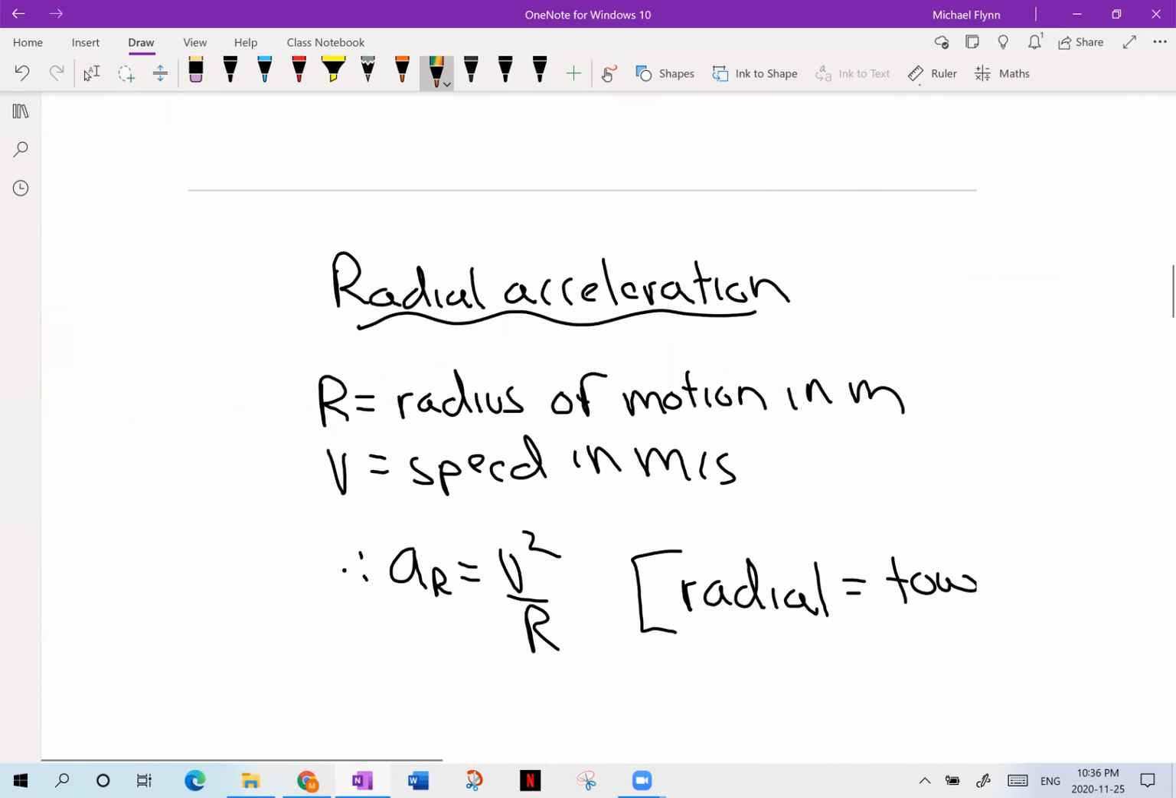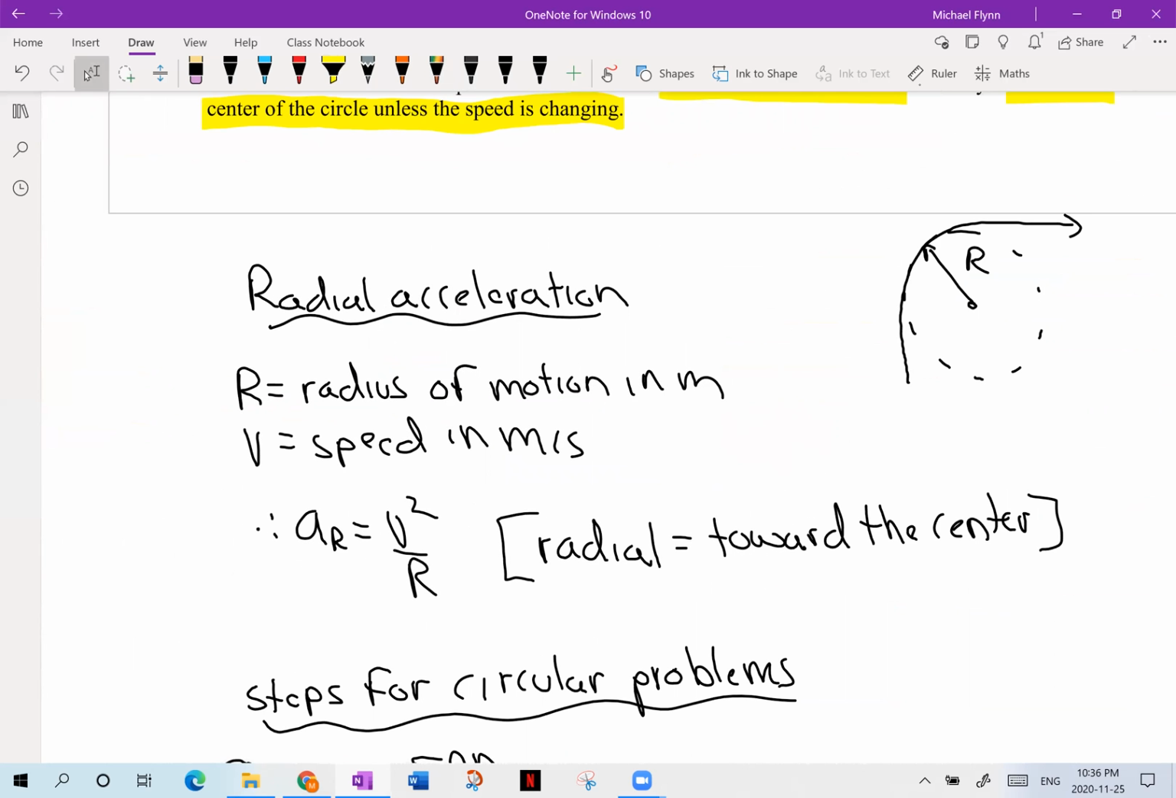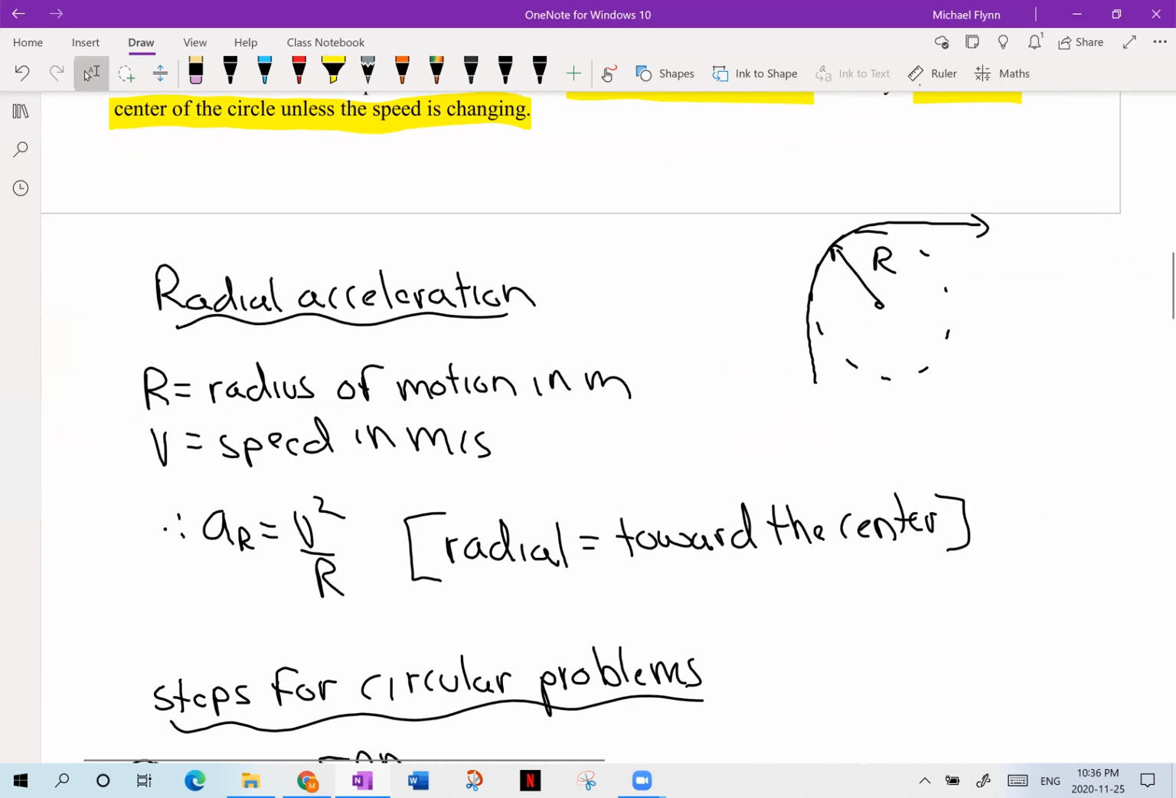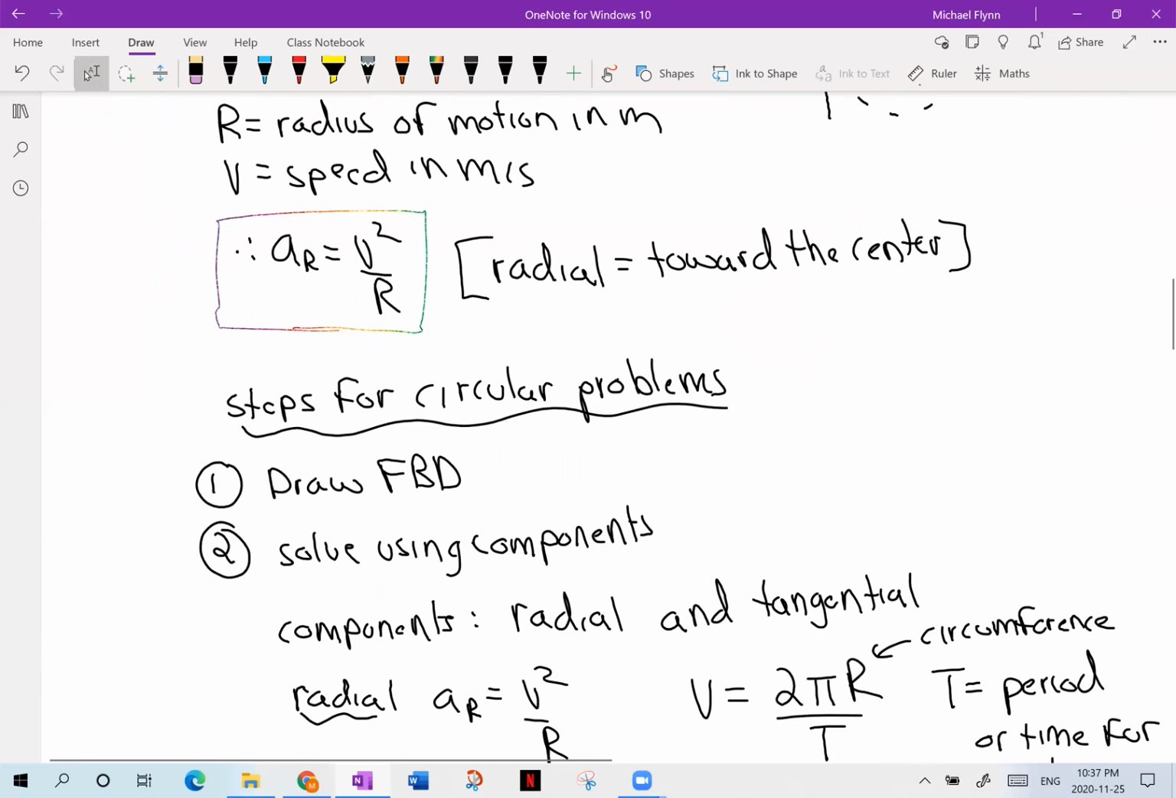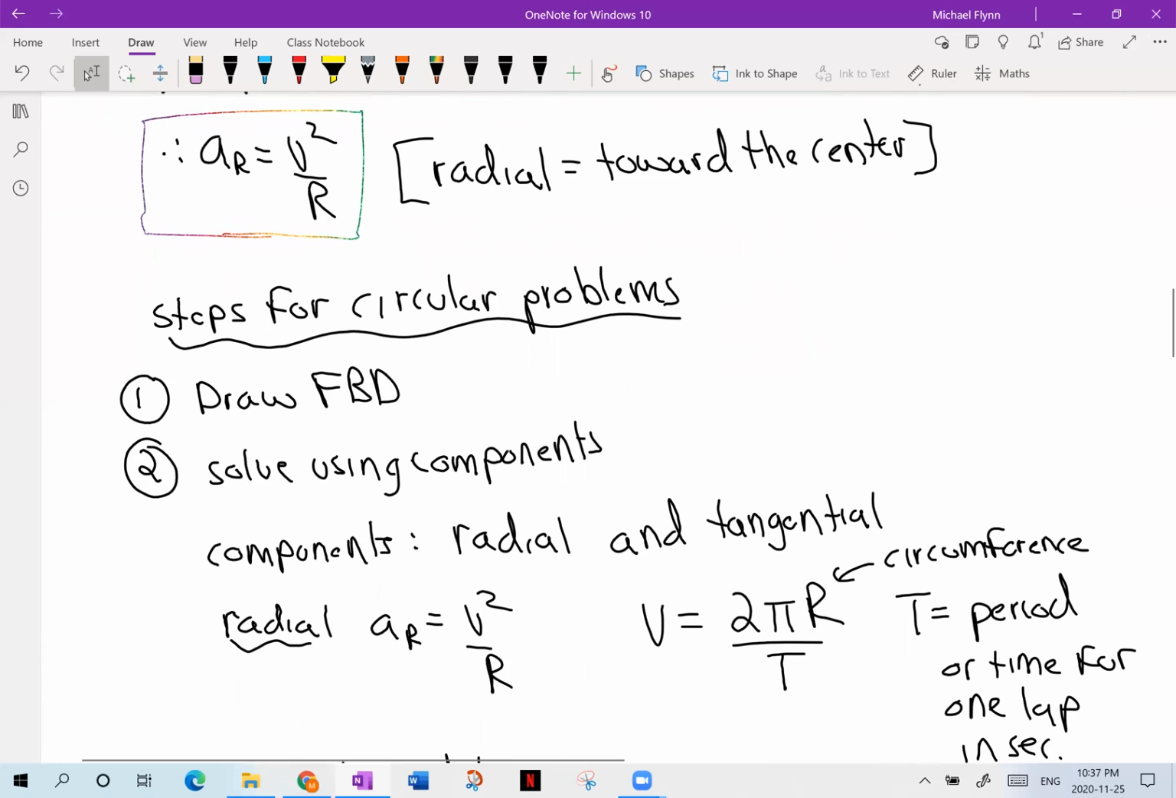Now, I summarized some notes for you down here. So radial acceleration is towards the center. R is the radius of the motion in meters. V is the speed in meters per second. There's our magic formula for the radial acceleration. And I've got some steps for you to solving these. These are just general sort of tips. Number one, you've got to do what we always do, which is you use the free body diagram method. And of course, you solve using components.